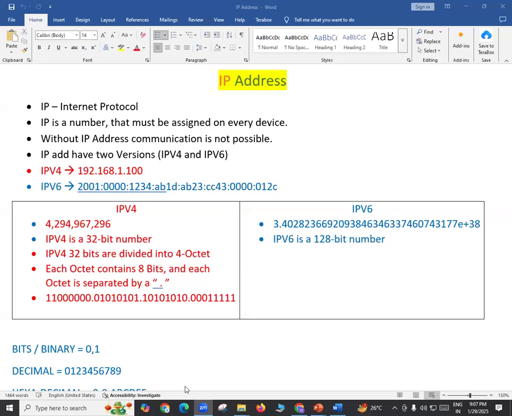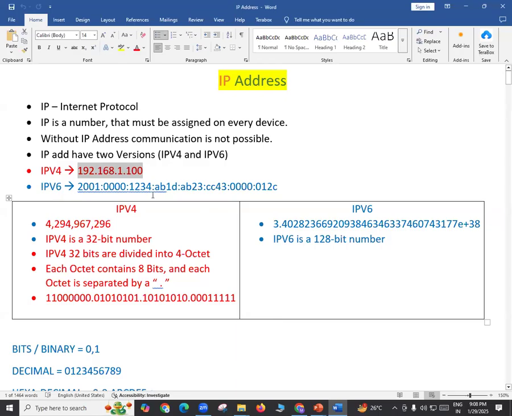Now, there are two versions of IP address actually. One is called IP version 4 and the other one is IP version 6. I repeat, IP version 4 and IP version 6. When you see IP version 4, it will look something like this: 192.168.1.10, or it can be 172.16.5.20. It can be 10.1.2.3, something like this.